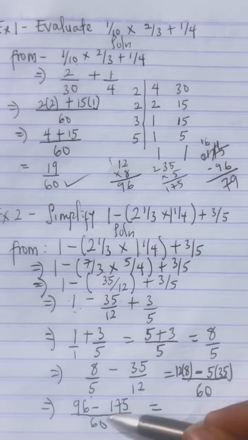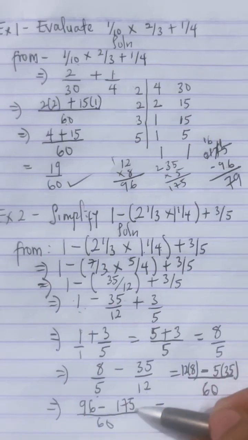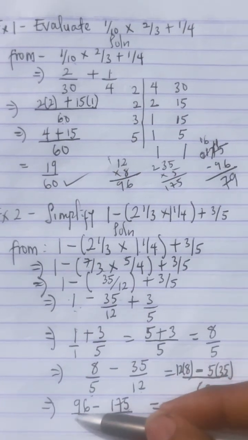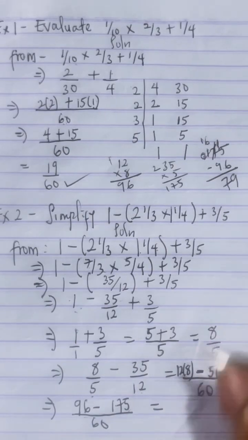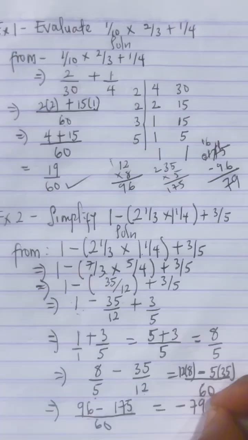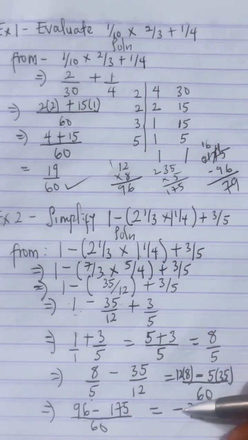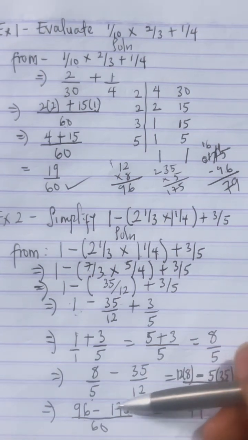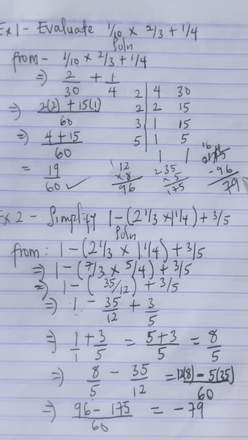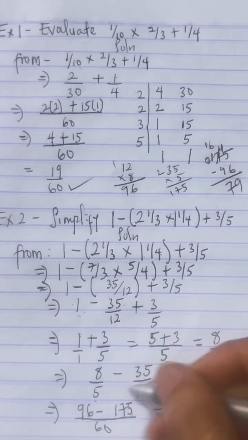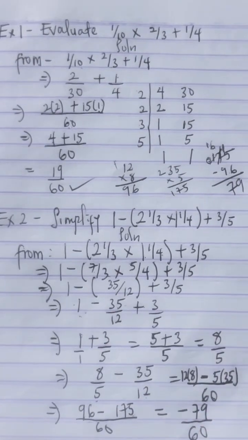But we are doing 96 minus 175. Exactly. So now, the bigger number is having what? Minus. You are owing someone 175, you have 96 with you, you pay. What is your debt remaining? That will be minus 79. Exactly. So since the bigger number is having the minus sign, your answer will be minus. So we did 175 minus 96 and the answer we got was 79, but it should be minus, because the bigger number is having minus. So minus 79 over 60. So that is the answer.